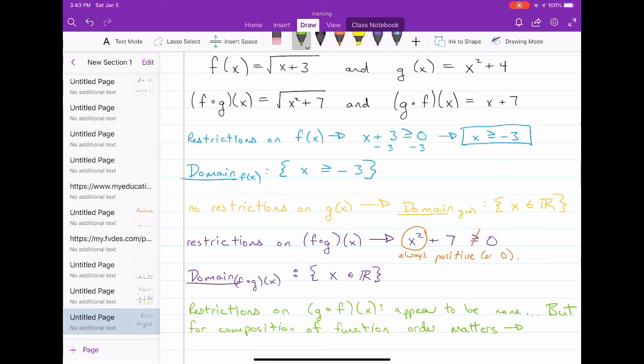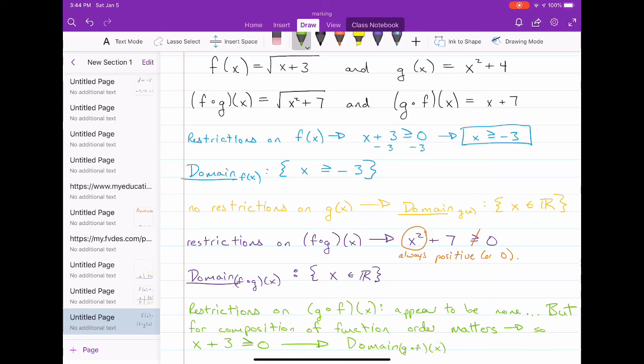I can't put a number smaller than -3 into the f function and get an answer. Say you try to put in f of -4. -4 plus 3 is -1. The square root of -1 does not exist. Then I've got nothing to stick into g. So even though g of f of x is a composite function that simplifies to something without any restrictions, you have to go back to the original functions no matter what and consider the restrictions.